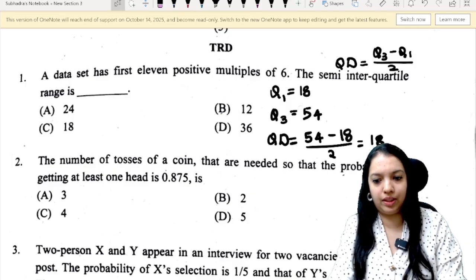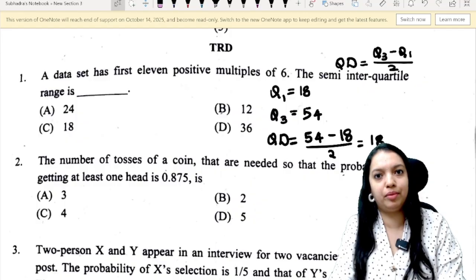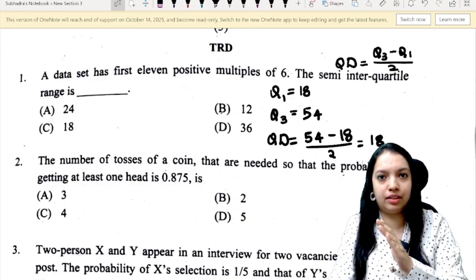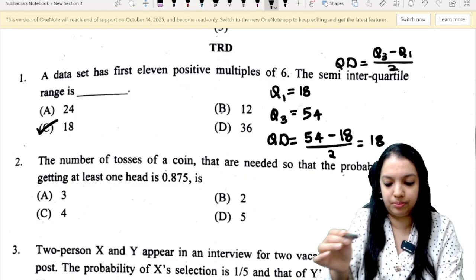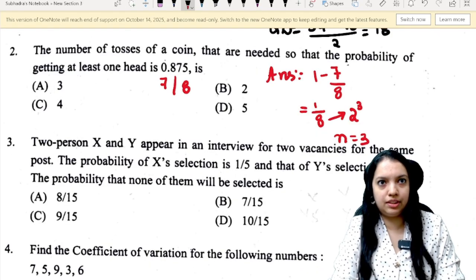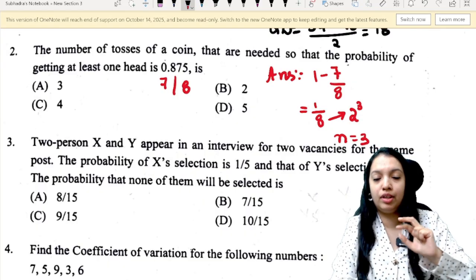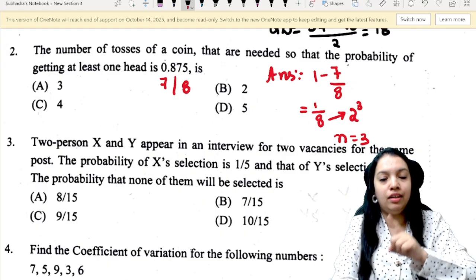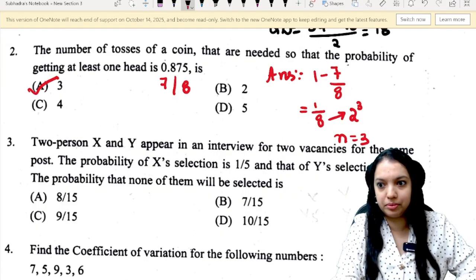First question is about calculation of semi-interquartile range, that means quartile deviation, Q3 minus Q1 by 2. You have to calculate all the multiples of 6 and the answer for this question will be 18. Second question is regarding probability of tosses of a coin. Remember, whenever it is a coin, we apply 2 power n in the denominator. N represents number of coins and the answer for this question is equal to 3.